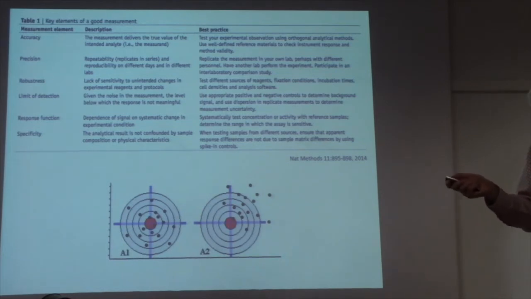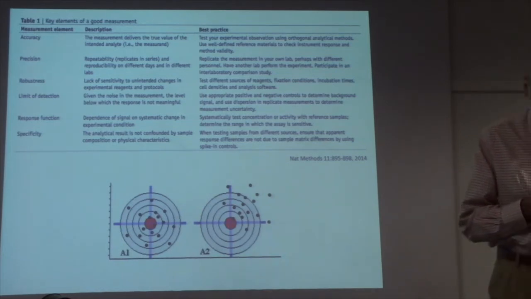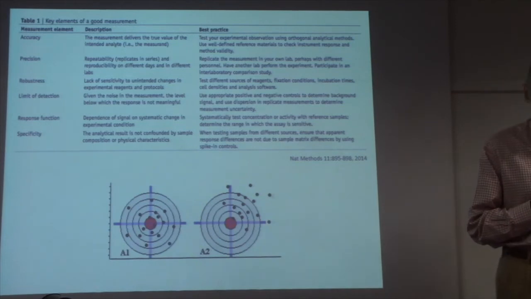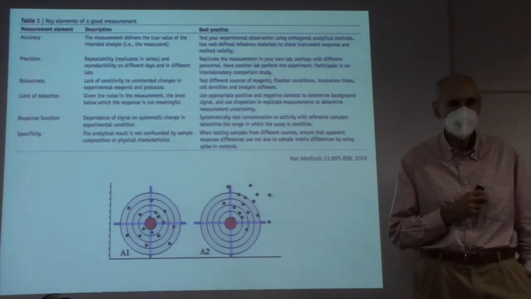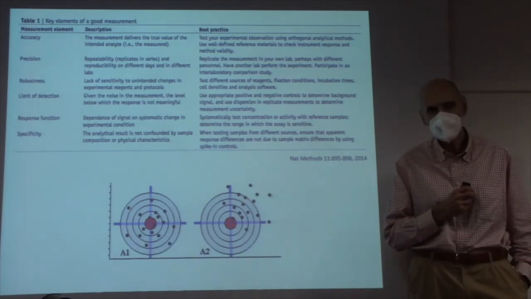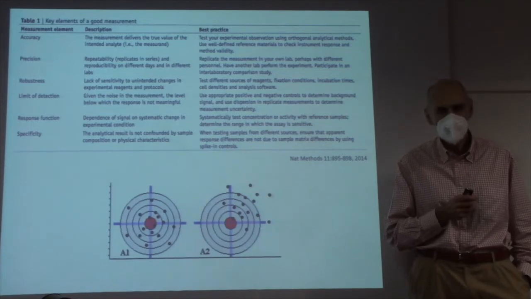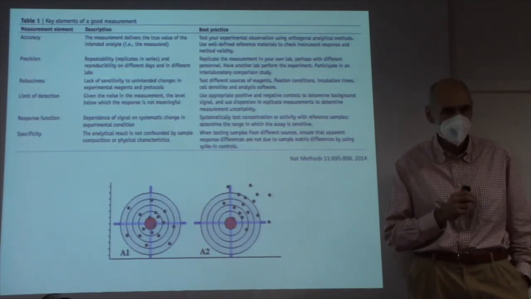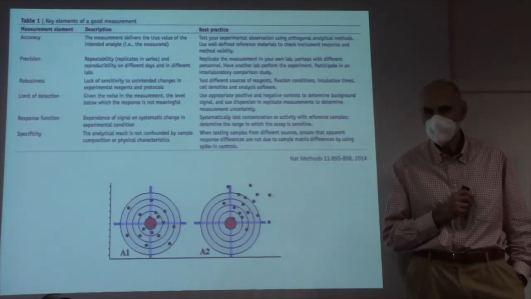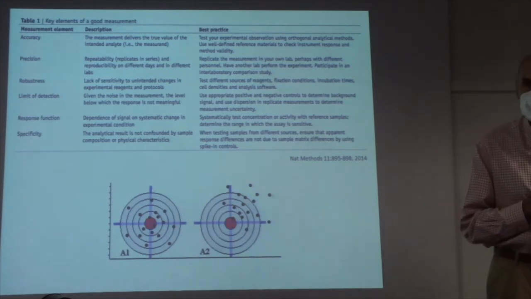Next, robustness. Robustness is a characteristic of the method and or of the instrument. It's not a characteristic of the measure itself. So the method and or the instrument are robust when they are resistant to external influences capable of affecting the measure.